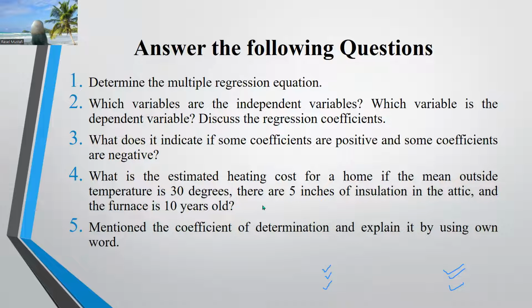Fourth, what is the estimated heating cost for a home if the mean outside temperature is 30 degrees, there are 5 inches of insulation in the attic, and the furnace is 10 years old? And question number 5, mention the coefficient of determination and explain it in one word. Okay, let's go to the answer sheet.